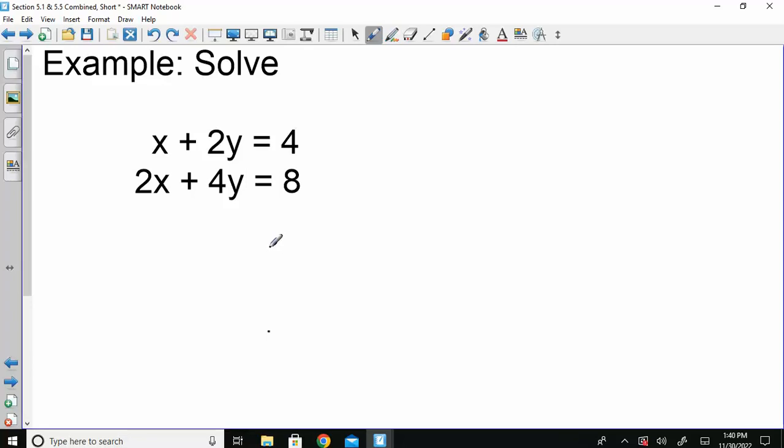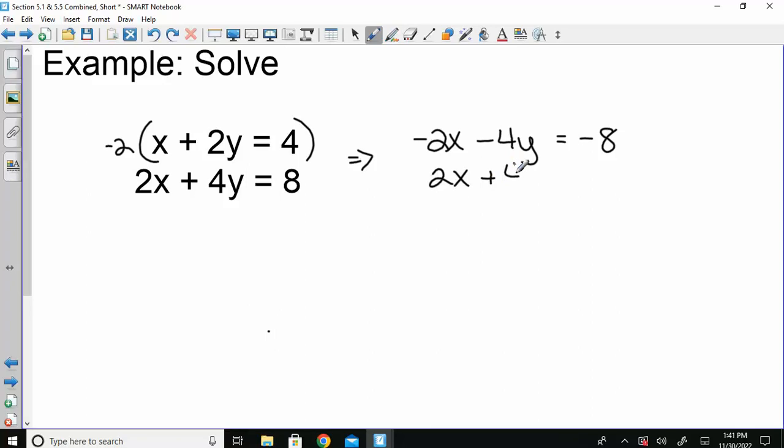What do you want to cancel out? X. So what do we multiply by? So if we do that, we get negative 2x minus 4y equals negative 8. And positive 2x plus 4y equals positive 8. When we add those together, we get 0 equals 0. That is true. So it is infinite solutions.